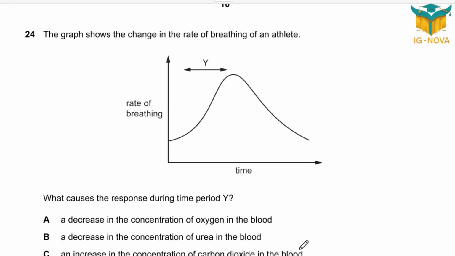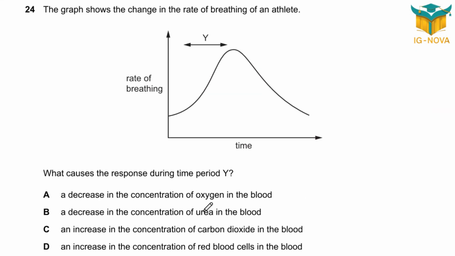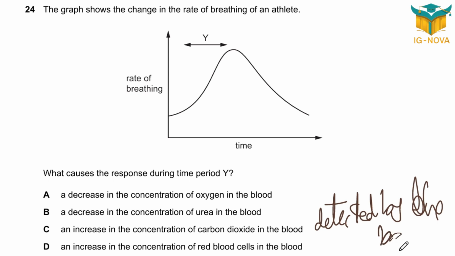24. Rate of breathing has increased over time. Because of what? Because of increased carbon dioxide concentration in the blood detected by the brain. Fact found in the syllabus, chapter 11, you can check. So due to increased carbon dioxide concentration in the blood, then detected by the brain. So increased carbon dioxide concentration, only point is C. Eye-catching point.